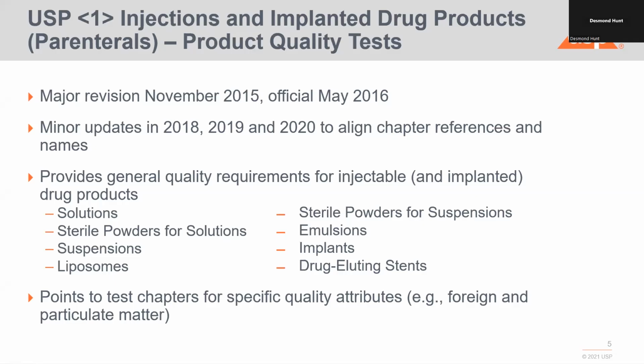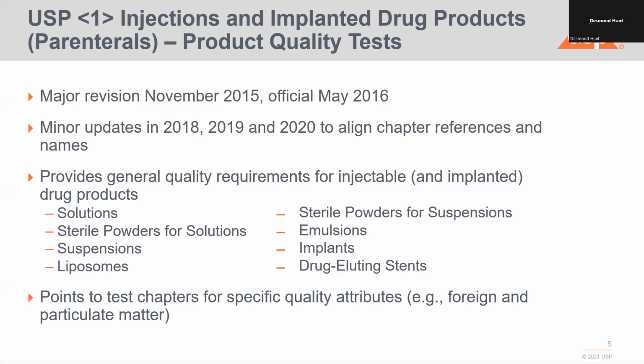Well, anyone who asks me the question of compendial standards related to particulate matter in general, I always tell them the most important chapter is General Chapter 1. And they always scratch their head because they say, well, not 788, not 790. No, I will always say General Chapter 1, because this is the main chapter that talks about the various product quality tests for injections and implanted drug products.